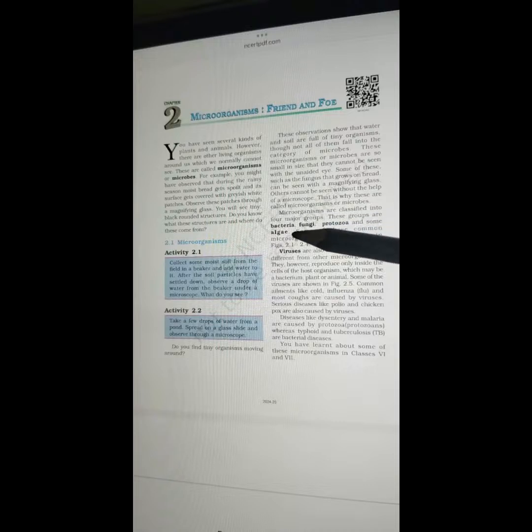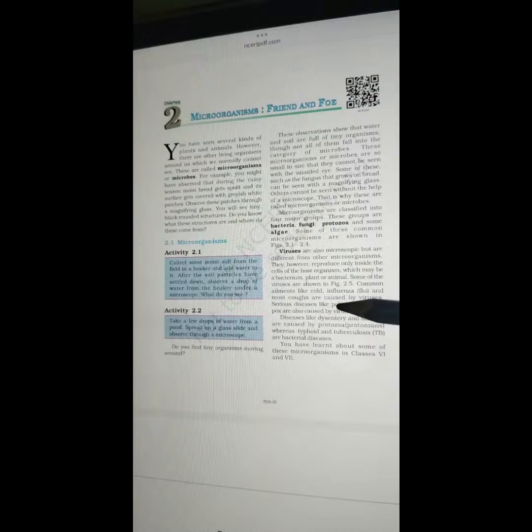Microorganisms are classified into four major groups. These groups are bacteria, fungi, protozoa, and some algae. Some of these common microorganisms are shown in Figure 2.1 to 2.4. Viruses are also microscopic but are different from other microorganisms. They, however, reproduce only inside the cells of the host organism, which may be a bacterium, plant, or animal. Some of the viruses are shown in Figure 2.5.